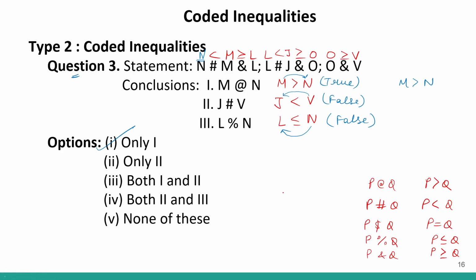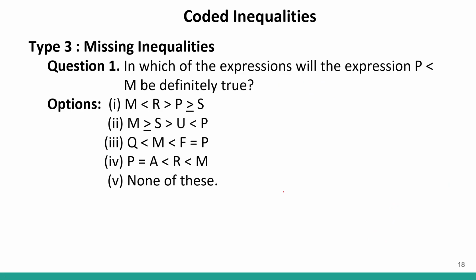Clear? So this is how you solve questions on type 2 coded inequalities. Then we have type 3, missing inequalities. We have to find which of the following expressions will make the expression P is less than M definitely true.